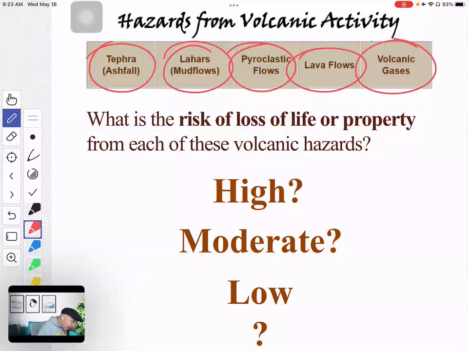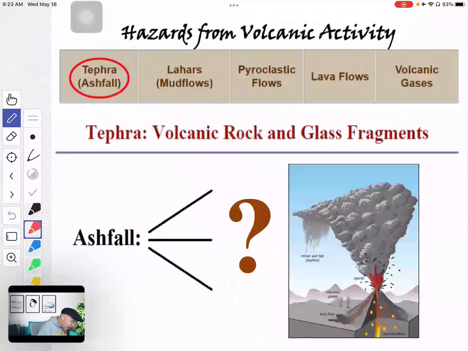Now, the next question is, how am I going to do this? What kind of information do I need to make that assessment? For each of those hazards, we're going to be evaluating 3 pieces of information. So for ashfall, for example, what do you think are the 3 pieces of information that I need to be able to make that assessment if the risk of loss of life or property is high, moderate, or low?